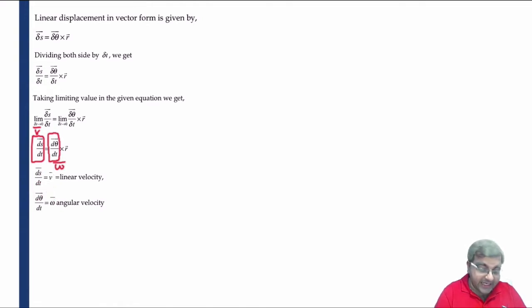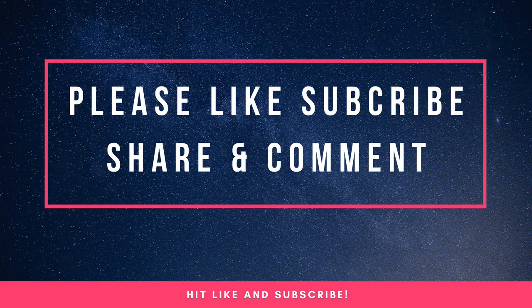And instead of d theta bar by dt, we can use omega bar, because omega is change in angular displacement upon time. So the entire equation now is going to become v bar. Instead of this, I am writing v bar. Instead of this, I am writing omega bar cross R bar. So this is another way of proving the relationship that linear velocity is equal to angular velocity times the radius.